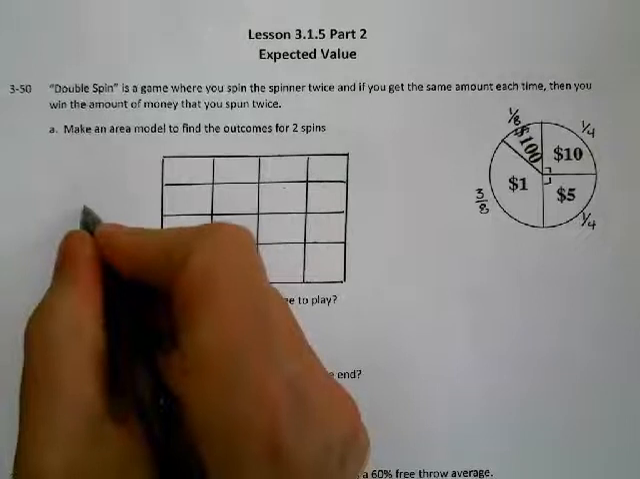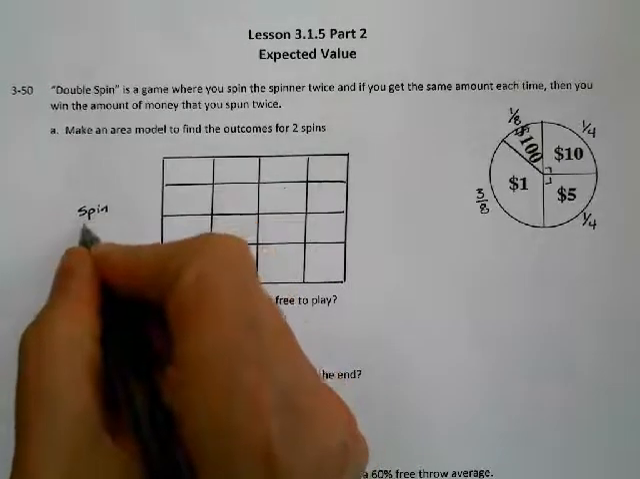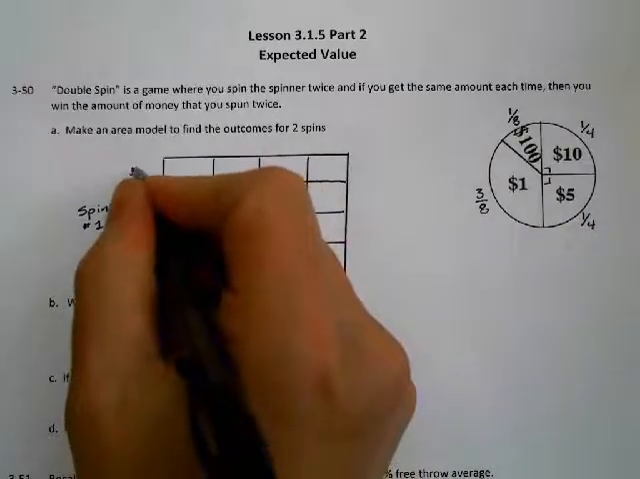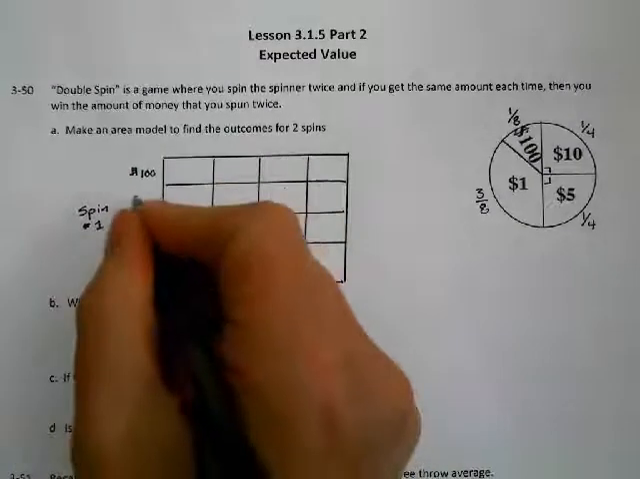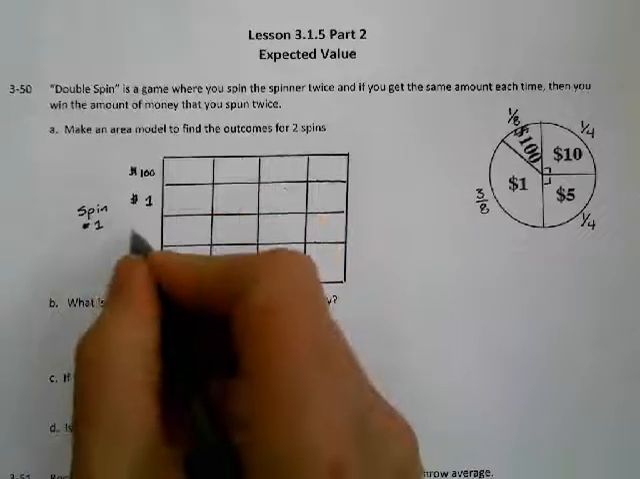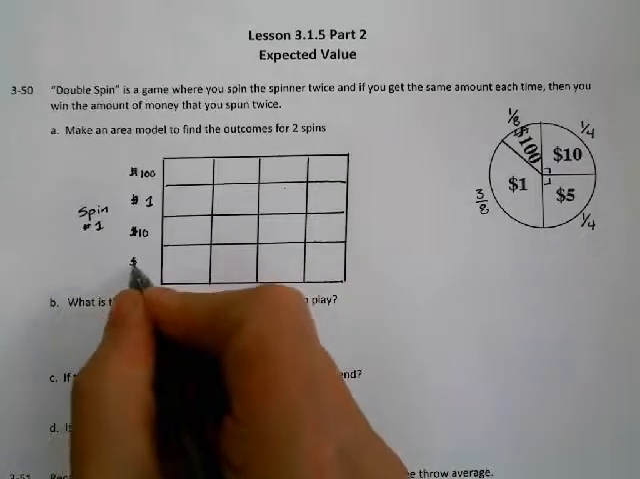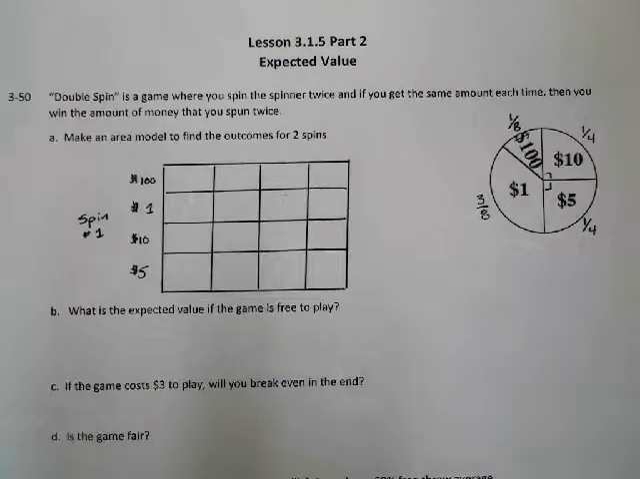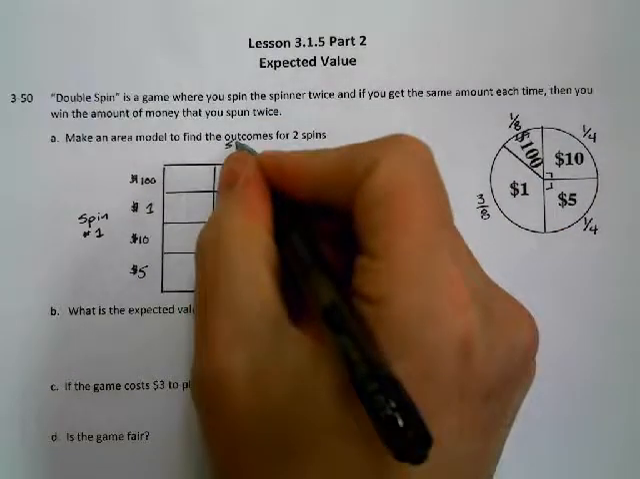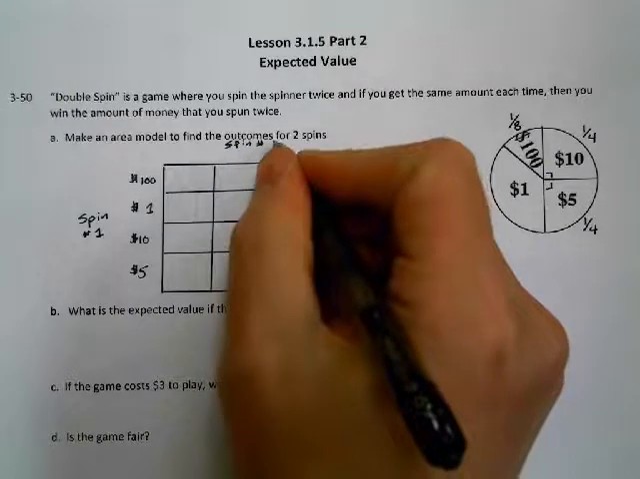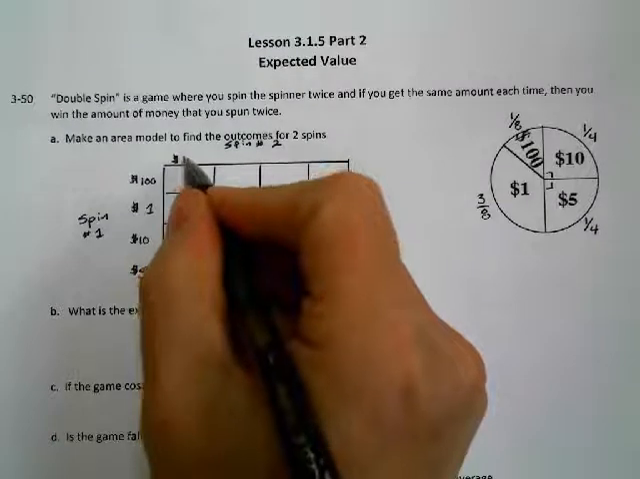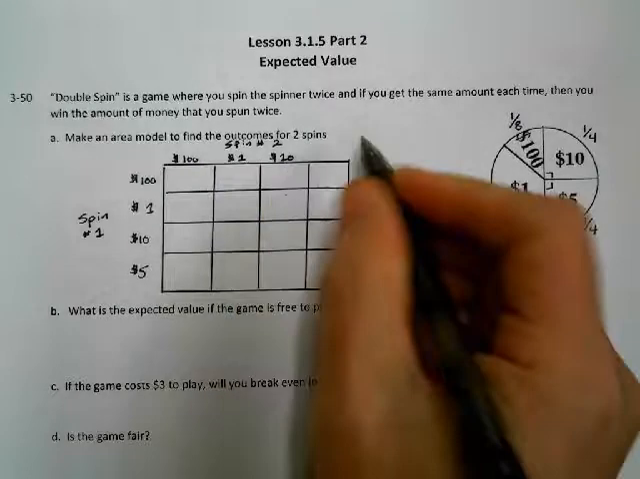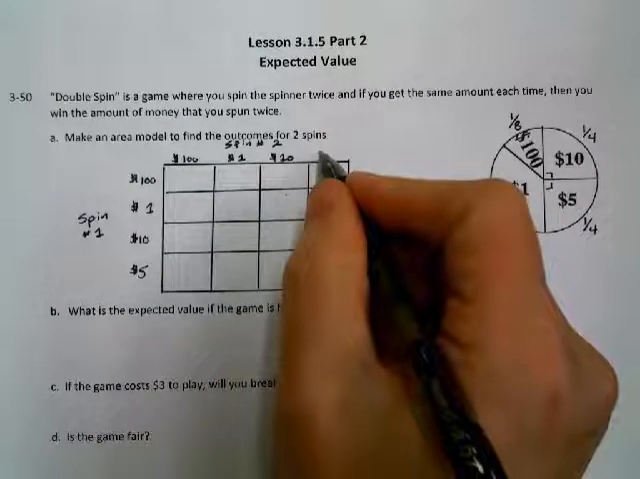Here's my first event, spin number 1. Spin number 1 has 4 outcomes. I could get $100, I could get $1, I could get $10, and I could get $5. There's my first spin. Then I've got spin number 2, my second event. Again, I can get the same amounts: $100, $1, $10, or $5.